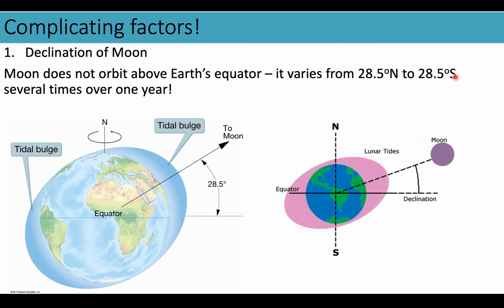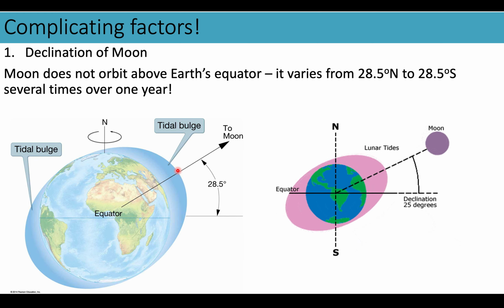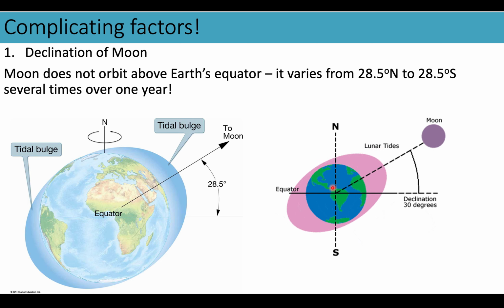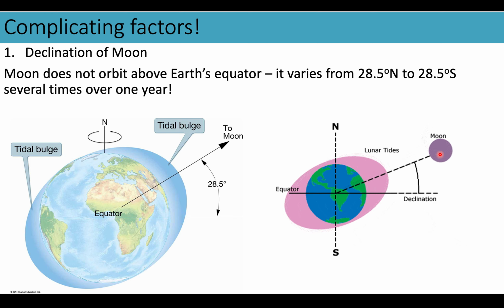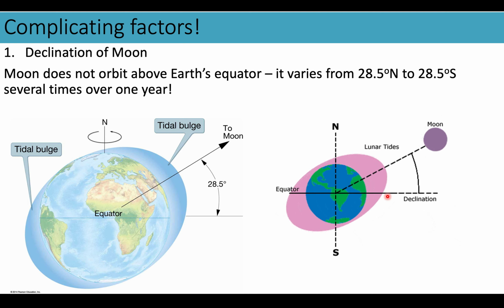So the moon's orientation will actually change, which means the orientation of the tidal bulge is going to change. As you can see in this GIF, as the moon changes, that lunar tidal bulge is going to stay in alignment with the moon. So the peak of that bulge actually moves from further north down towards the equator.